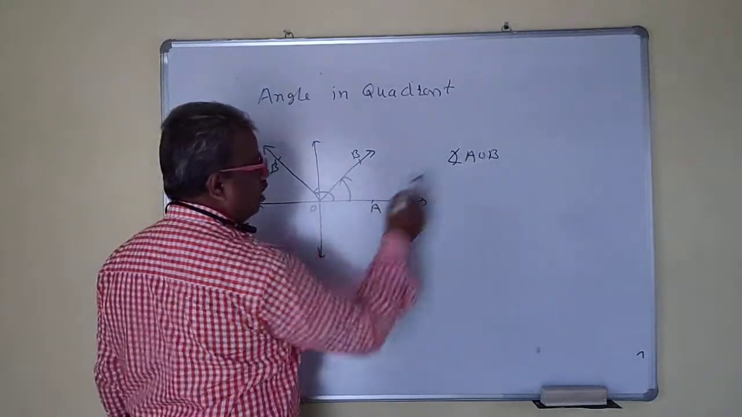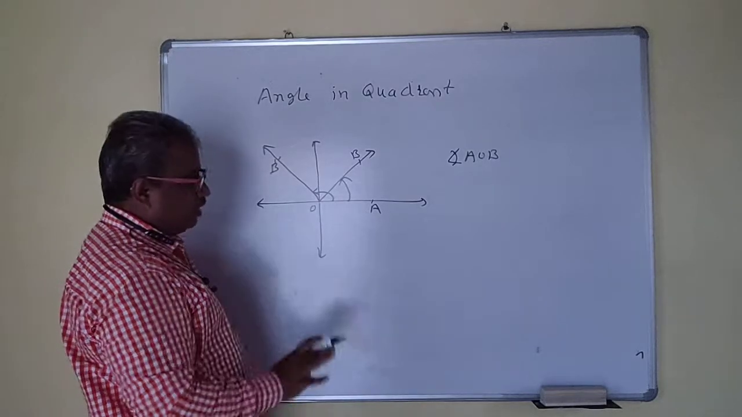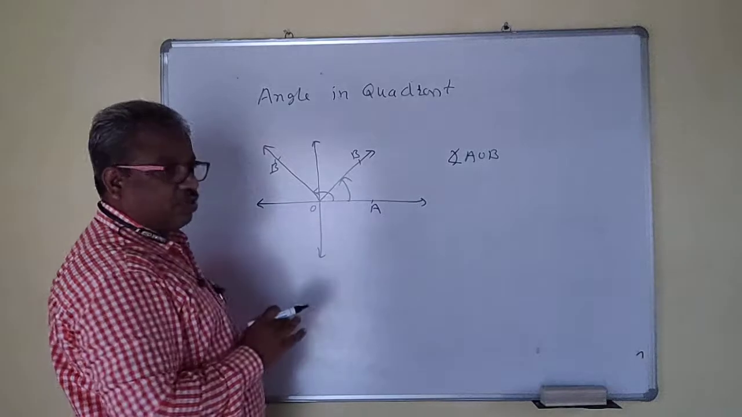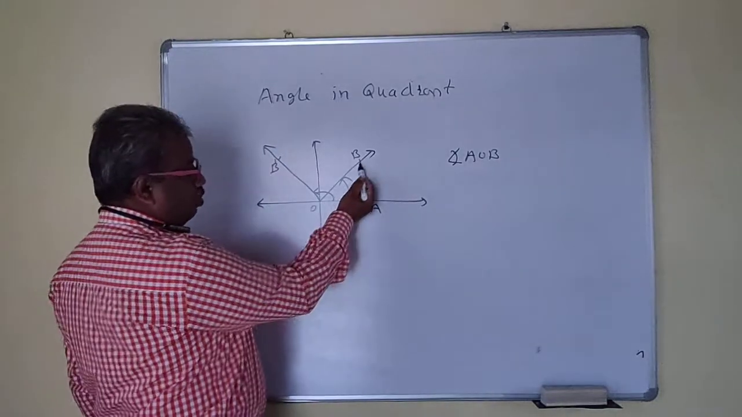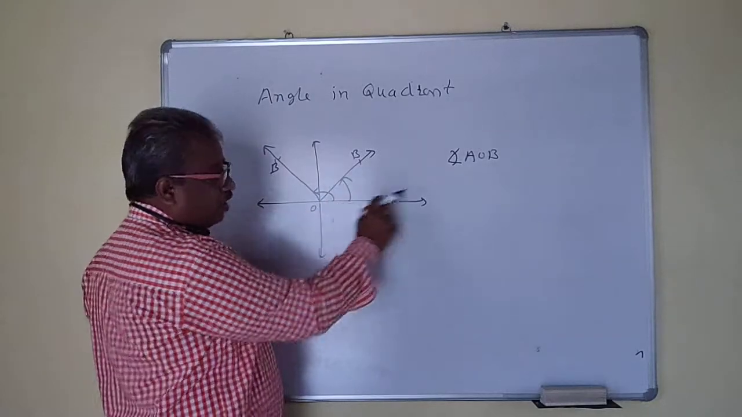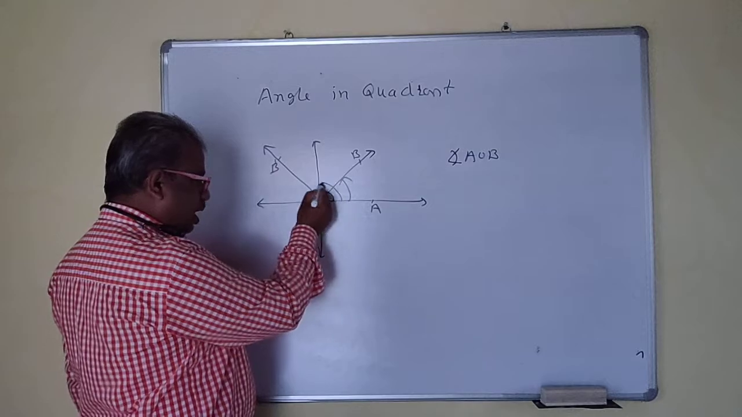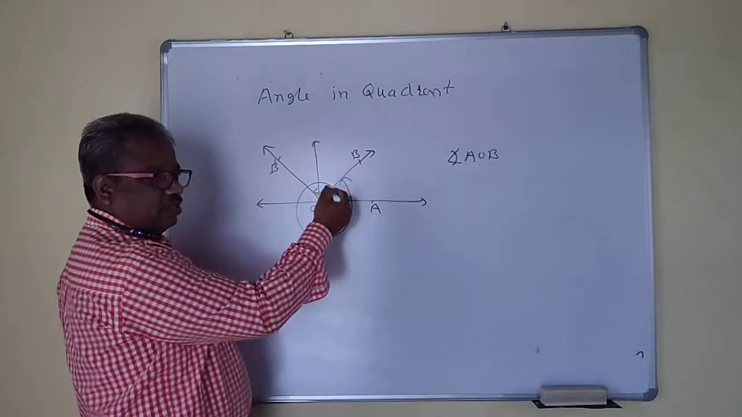Then the angle AOB should be in the standard position. That means the initial arm must be on the positive x-axis. Then we can say the angle is in the fourth quadrant, third quadrant, second quadrant, and so on. Right? So this OB is in the first quadrant. Therefore this angle is in the first quadrant. So if you rotate like this, suppose this, one complete rotation again this, right?